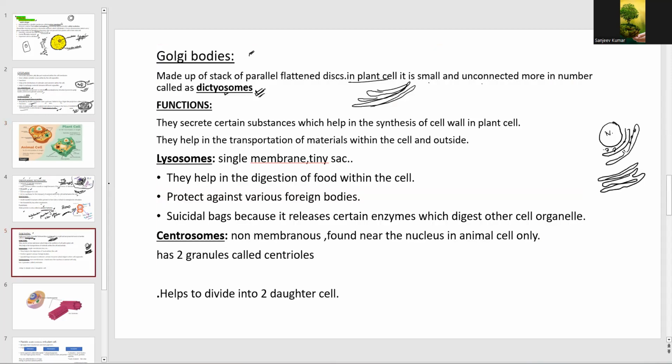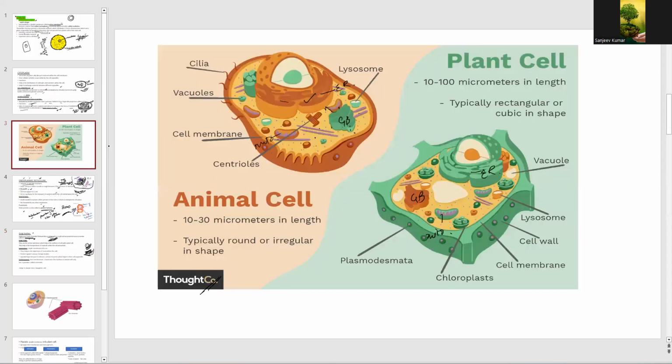Now the Golgi body is a stack-like structure, so what is it doing? They secrete certain substances which help in the synthesis of the cell wall in the plant cell. That is why it is not connected. It means it secretes certain substances to form or help the cell wall. They also help in the transportation of material within the cell and outside. If it is present near the cell wall, it is helping in cell wall synthesis, as well as checking for movement inward and outward.